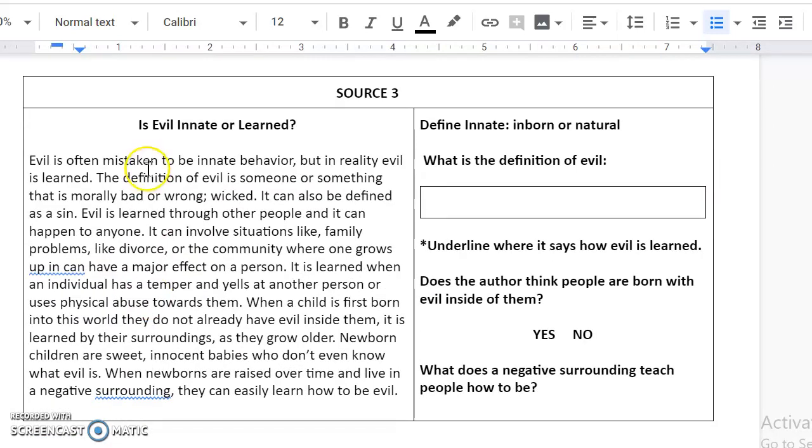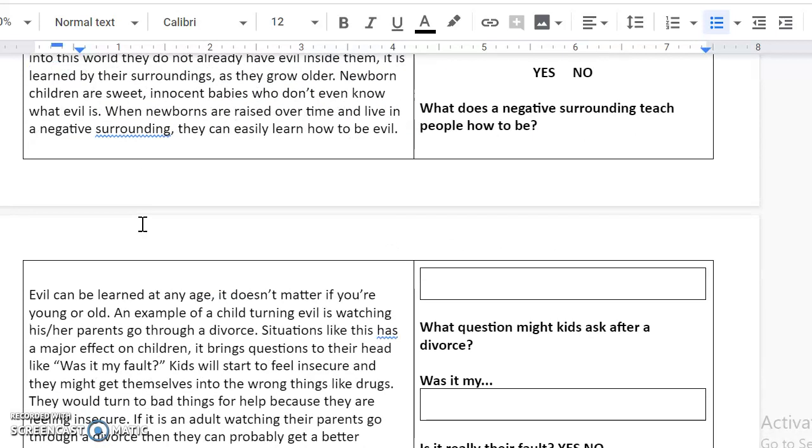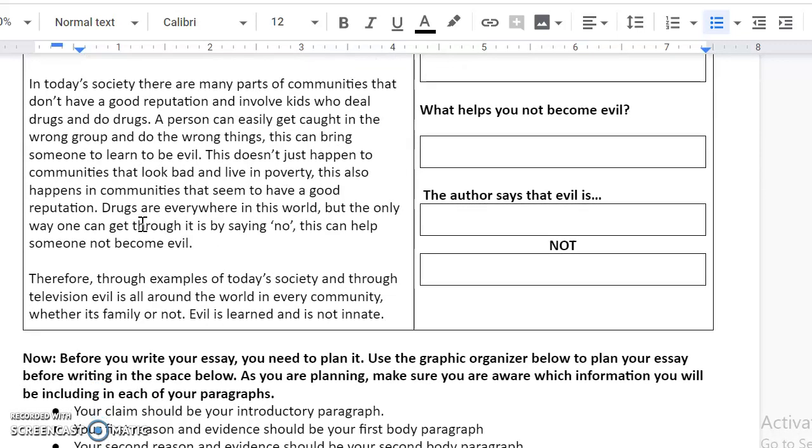And then source 3 is a second article. And this guy's going to have a different opinion than the first guy. Is evil innate or learned? And instead of just having notes on the side here, you're going to actually have to answer some questions. So you read this article, and this kind of asks you some questions that guides you through the article. That's why I think it's a little bit easier than the first article.